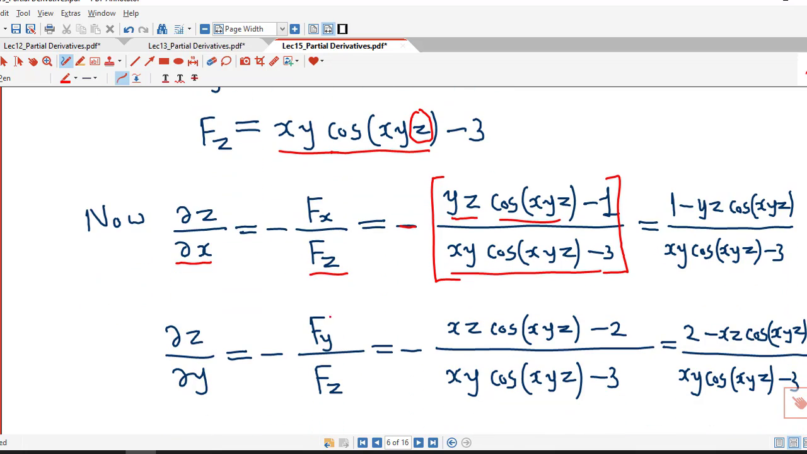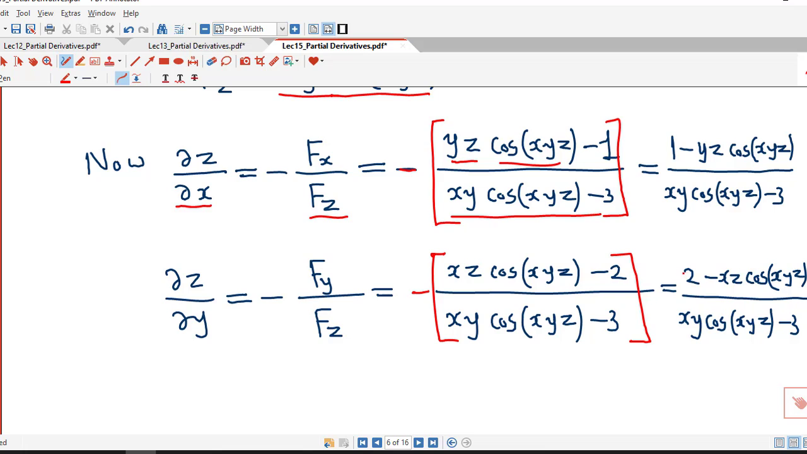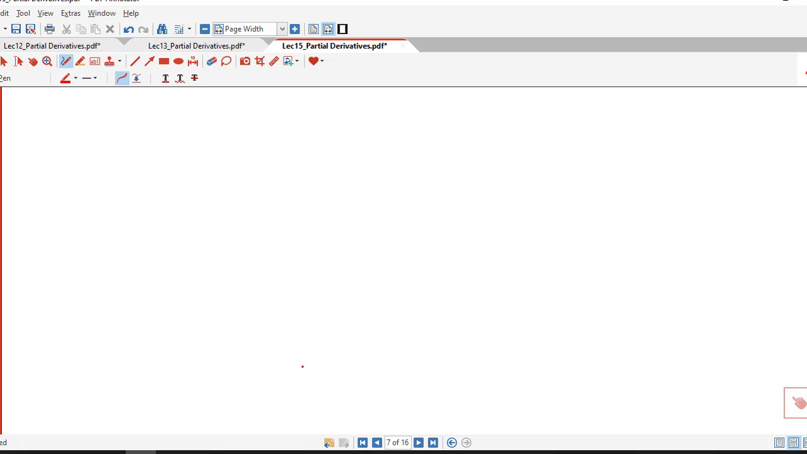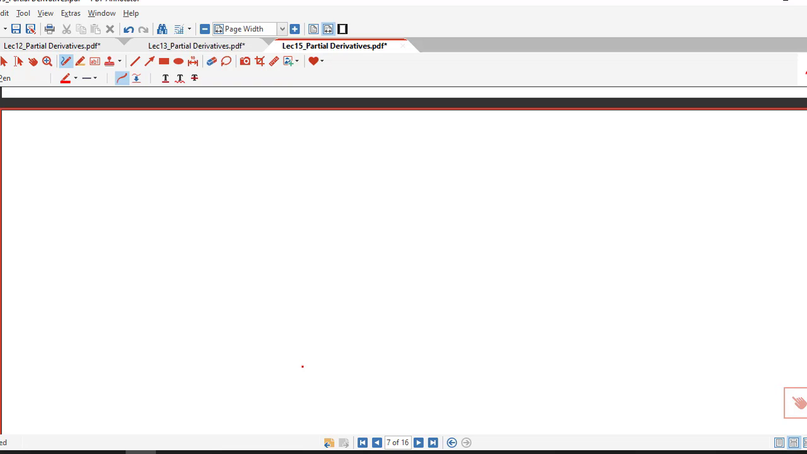Similarly, we can write down del z by del y. We have substituted values here, and we have taken this negative sign inside the numerator, and we obtain del z by del y equal to 2 minus xz cos xyz over xy cos xyz minus 3. So in this way we can find out derivatives from the given implicit relation between the variables.